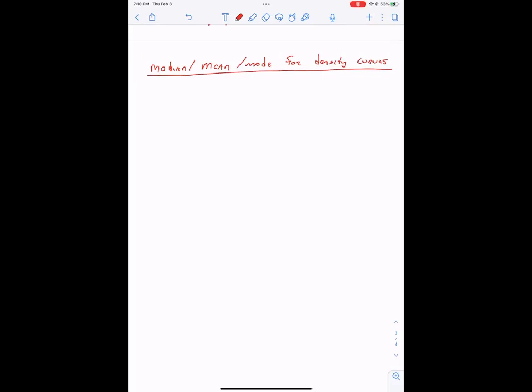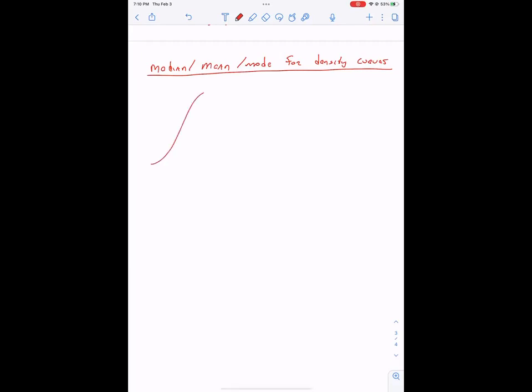Now, in most cases, to calculate these things, you would need to do calculus. You would need to do actual math. So what we're going to do is going to be more qualitative.